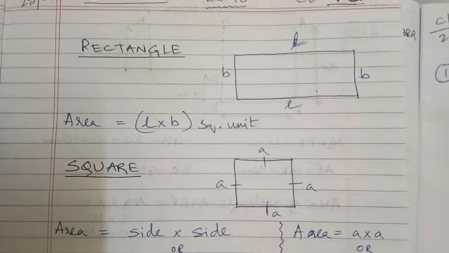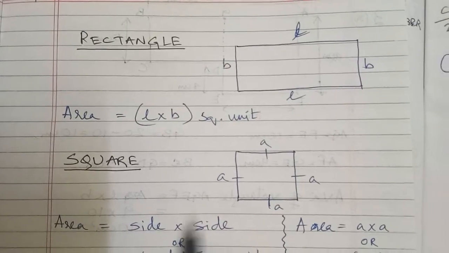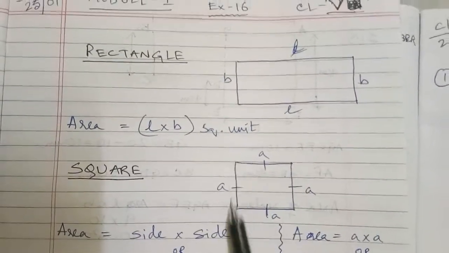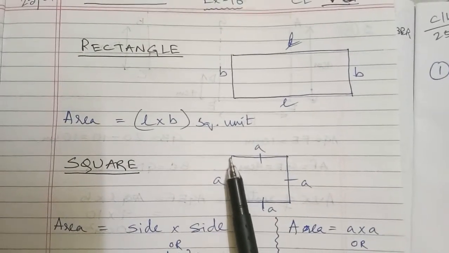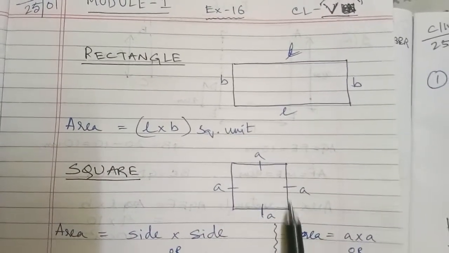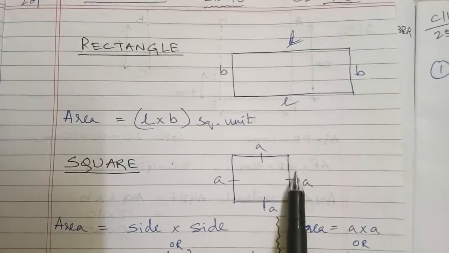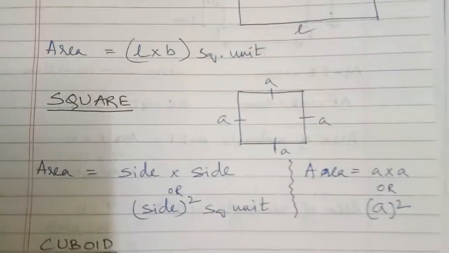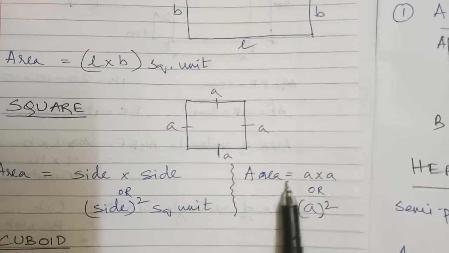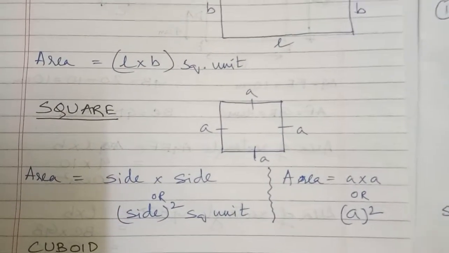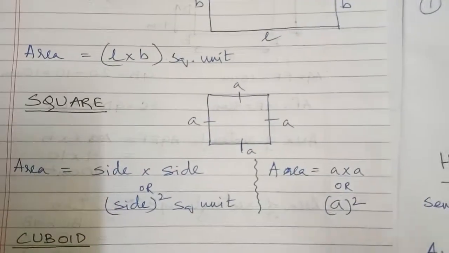Next, the square. Square means all sides are equal. These things you have already done in previous classes. In a square we know that all the sides are equal. This is A, this is A, this is A, this is A. This is the symbol that all the sides are equal. Then the area will be side into side, or side square unit. The area formula is A into A or A square. Both are the same thing.